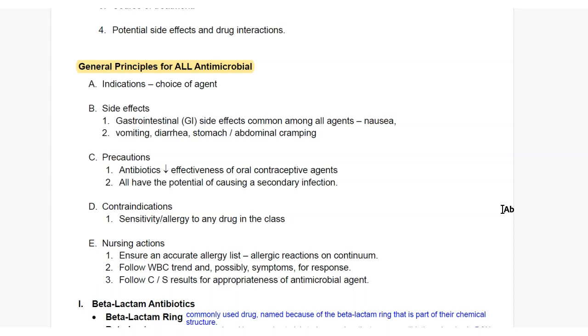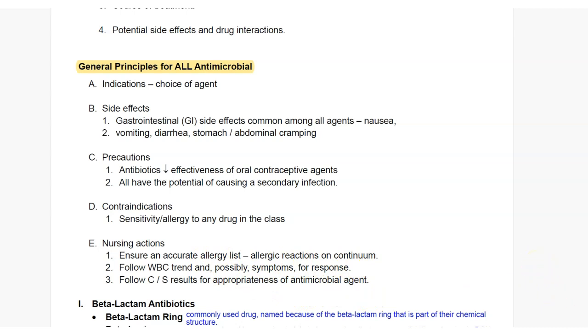Nursing actions: making sure that we're getting an accurate allergy list because of allergic reactions, as we discussed. And then follow the WBC trend to see if maybe the treatment is effective and the infection is getting better, or the other way around, maybe the treatment is not effective. So please, we need to follow the WBC, as well as look at our signs and symptoms to see if, again, the patient is responding to treatment.